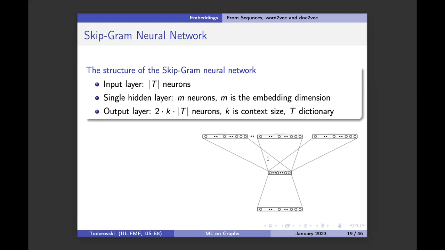So K was how many words back and forth you were looking at? Yeah. Can you explain again what one of these output things is doing? It's 2K, so there are 2K groups of neurons. Each of these upper rectangles has size T. And then you have 2K because you want to predict all the words in the context.